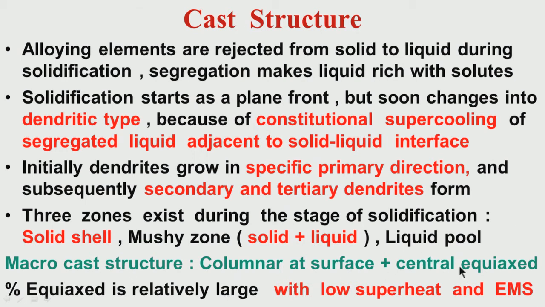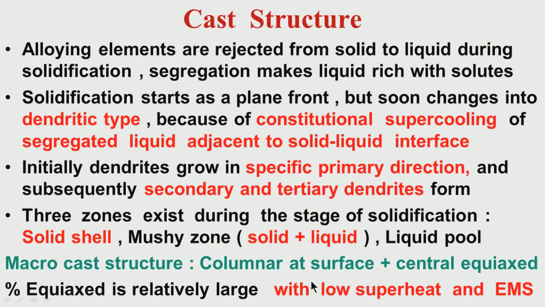Now, how much is equiaxed and how much is columnar in a cast structure is dictated by superheat and the use of electromagnetic stirring. You know superheat, because what is superheat? Superheat is basically the difference between the actual liquid temperature during casting and your melting point, the liquidus temperature. Normally it is slightly higher than the liquidus, and that is called the superheat.